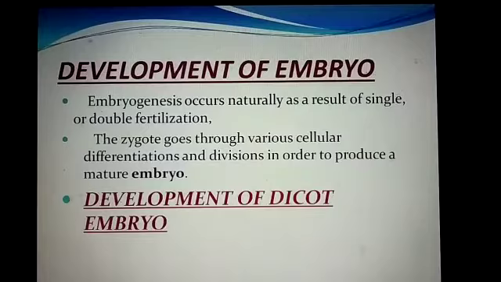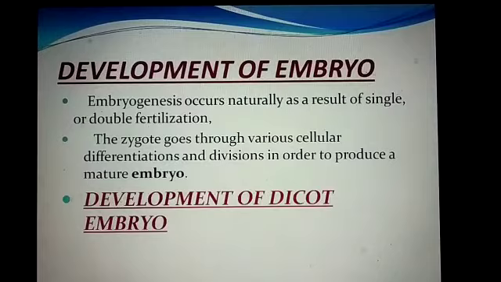Student, the egg is present towards the micropyle end. So when the male gamete fuses with the egg cell, it forms the zygote, which is towards the micropyle end. Always remember that development of the embryo occurs towards the micropyle end of the embryo sac.